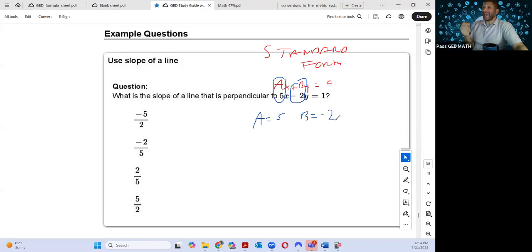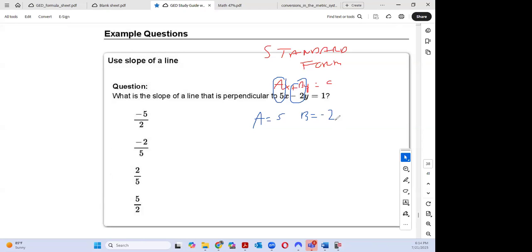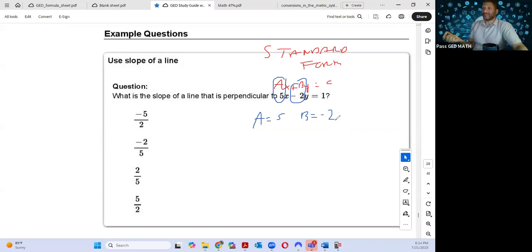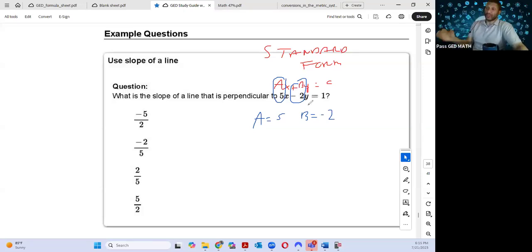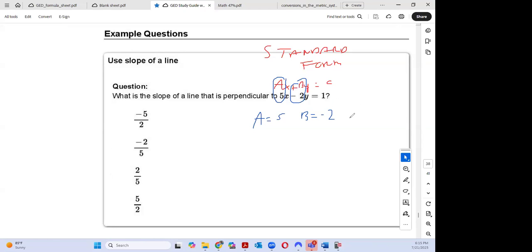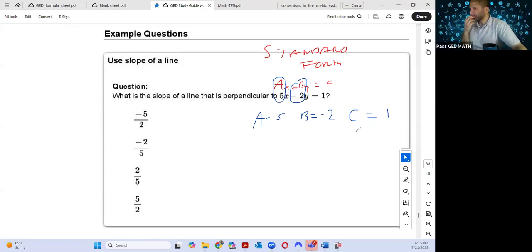ax plus by equals c. A is the coefficient in front of the x. B is the coefficient in front of the y. So people said 2. It is not 2. It is minus 2. The coefficient in front of the y is negative 2. My C is what? 1. Okay.